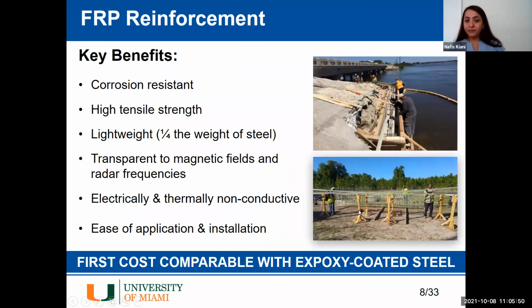The key benefits of using FRP bars are that we are using non-corrosive and non-metallic reinforcement, and they have higher tensile strength than steel. They are lightweight. The weight of the FRP bars is 1/4 of the weight of steel, which can result in big savings in shipping. And they are transparent to magnetic fields and radar frequency. They are electrically and thermally non-conductive, which is very good for MRI and medical equipment. And they have a very simple installation and ease of application.